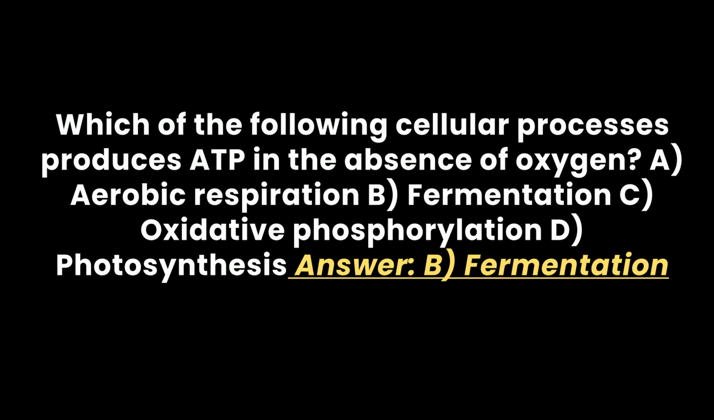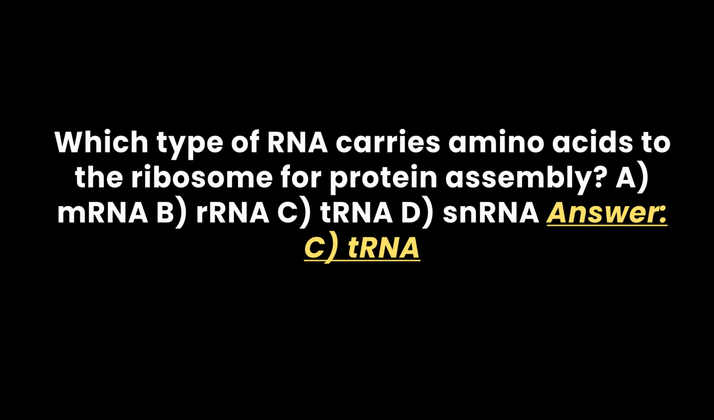A. Aerobic respiration. B. Fermentation. C. Oxidative phosphorylation. D. Photosynthesis. Answer: B. Fermentation. Which type of RNA carries amino acids to the ribosome for protein assembly?